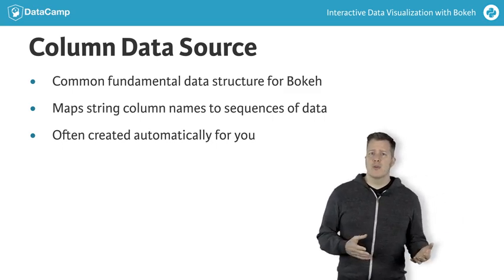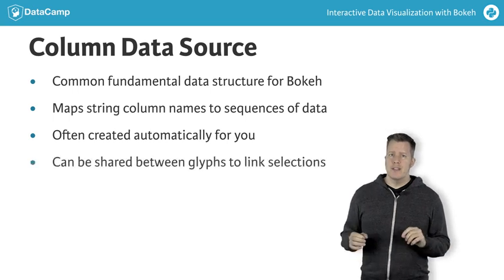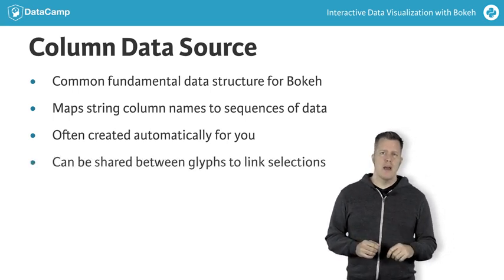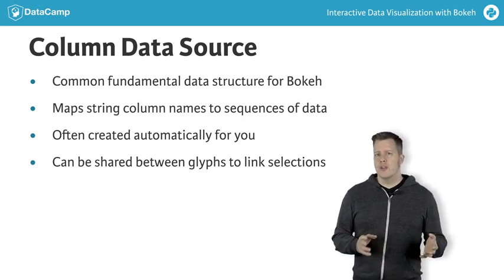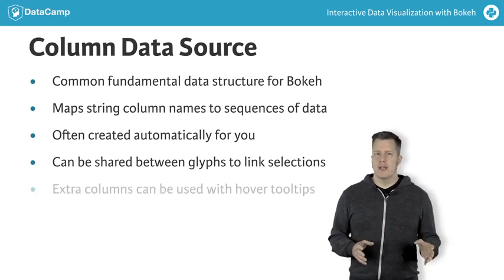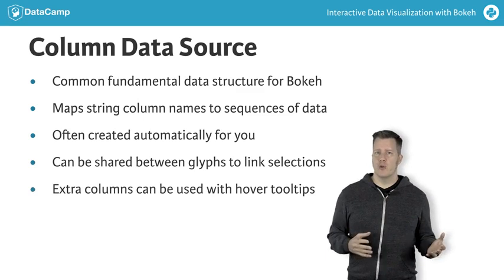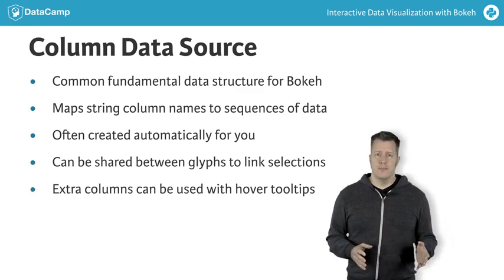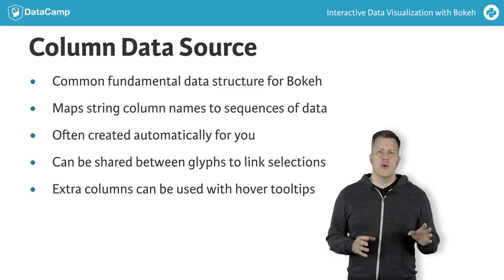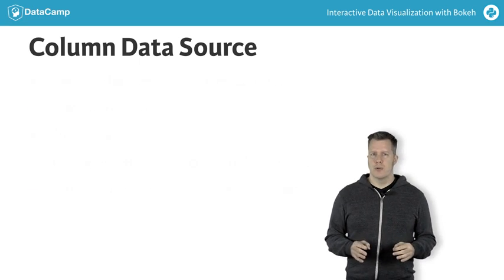For instance, column data sources can be shared between glyphs, and this enables selections between plots to be automatically linked together. We will see more about this in Chapter 2. It's also possible to add extra columns to column data sources that can be displayed in hover tooltips or used by other tools. We will come back to this in Chapter 2 as well. Let's take a quick look at the details of column data sources.